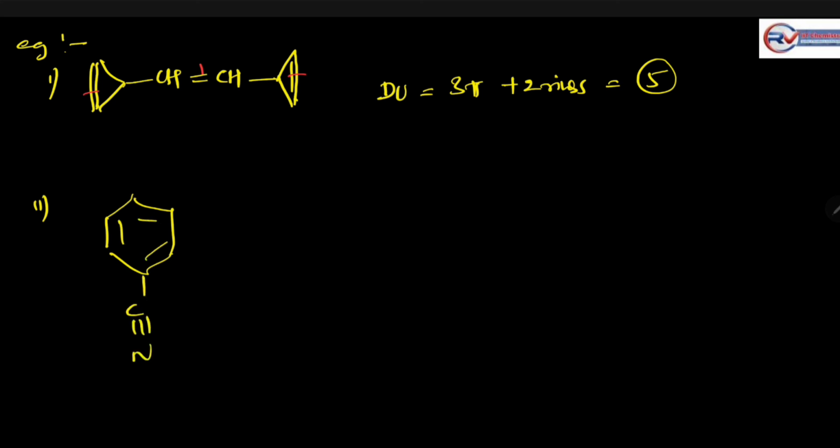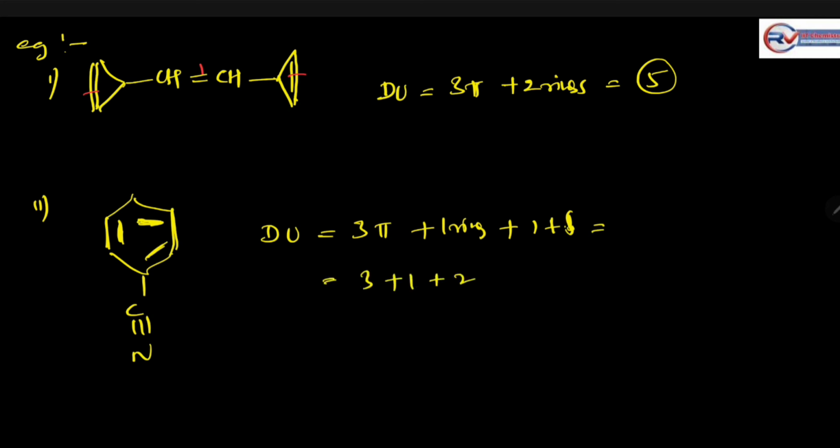See, there is a triple bond. Let's find the DU. The number of pi bonds: 1, 2, 3. 3 pi bonds plus 1 ring, plus 1 triple bond. 1 triple bond means DU equal to 2. 3 plus 1 is 4, 4 plus 2 is 6. Its DU is equal to 6. Let's take the next example.